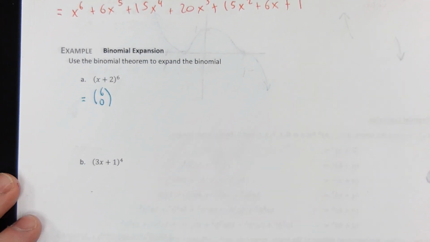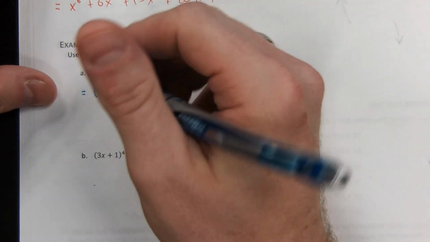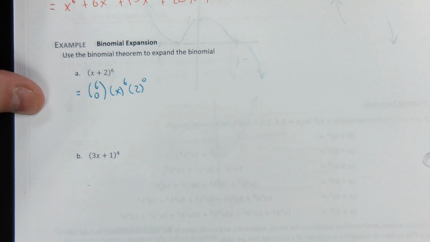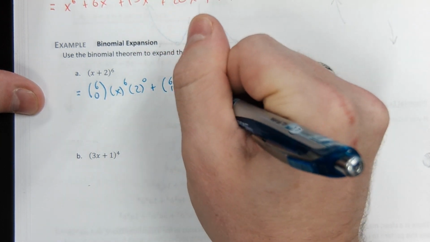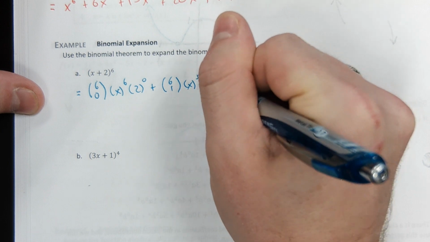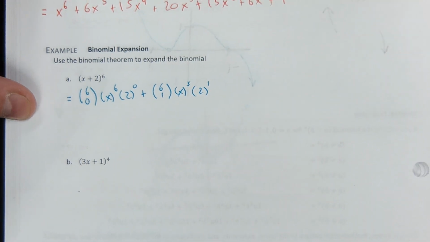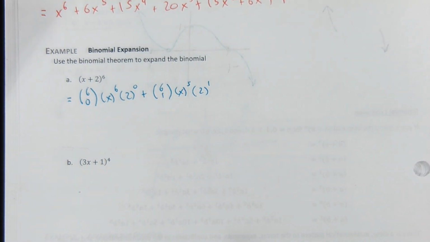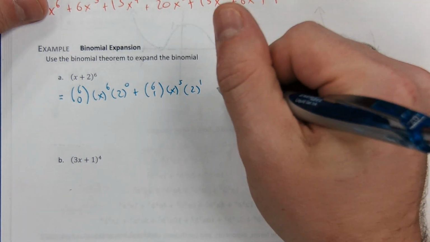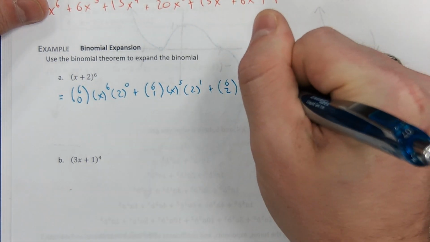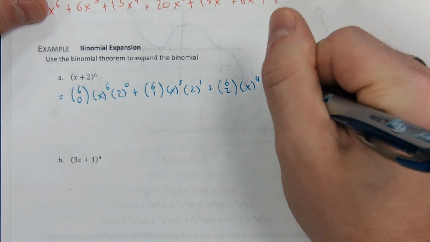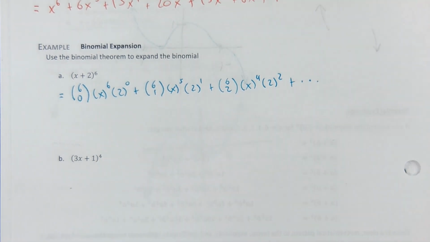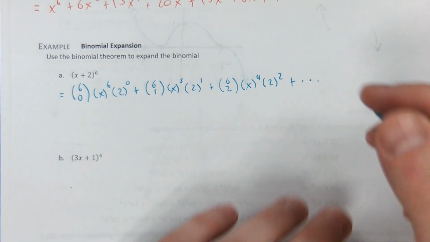Okay. Anyway, this works like this. 6 choose 0, x to the 6th, 2 to the 0. And then there's 6 choose 1, x to the 5th, 2 to the 1, so on and so forth. There will always be n plus 1 terms. So I have 7 of them. If you guys will forgive me, I'm just going to do it like that. I mean, it gets all the way down to this.